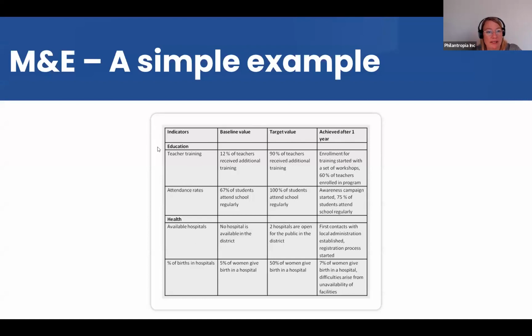So here the indicator in this case would be teacher training. The baseline value, so today's situation, is 12% of teachers received additional training. You have a target value of 90%, and then after 1 year achieved, so this project is already running, they're already describing what happens. Next indicator is attendance rates. Attendance rate at baseline was 67, and the target value is 100%. And again, this is a bad example. We put this in here on purpose because 100% is not a good target value, because how can you achieve 100%? It's almost impossible.